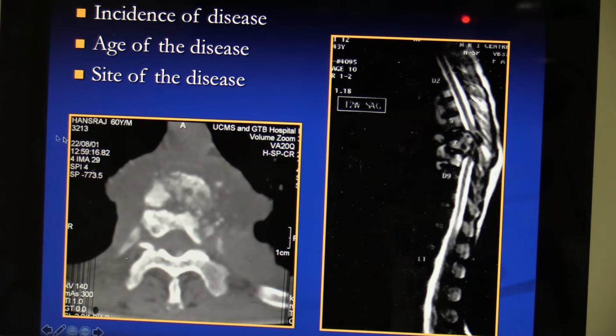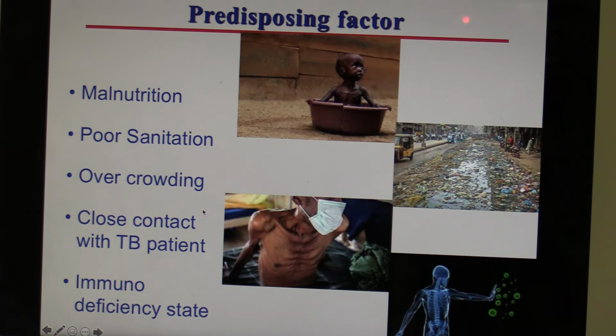Now, it is common to all ages. It can occur in any part of the spine, from cervical spine to dorsal to lumbar to sacral, and any part of the body, whether it is vertebral body or posterior complex, can be affected, but then most common is vertebral body.